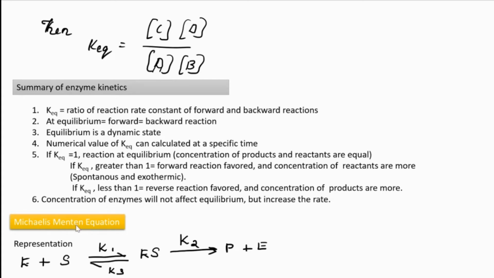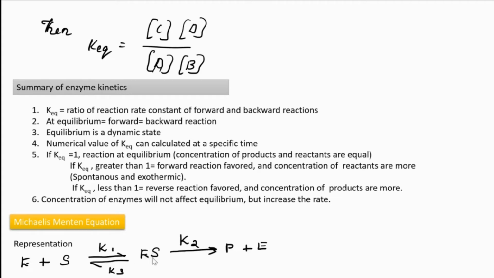Next, the Michaelis-Menten equation. The Michaelis-Menten equation is a very simple, easy representation. E stands for enzyme. Enzyme plus substrate binds and forms the enzyme substrate complex. It is reversible, meaning the enzyme can combine with substrate to form the enzyme substrate complex, and reversibly it can dissociate to form enzyme and substrate again. So that reaction is reversible.